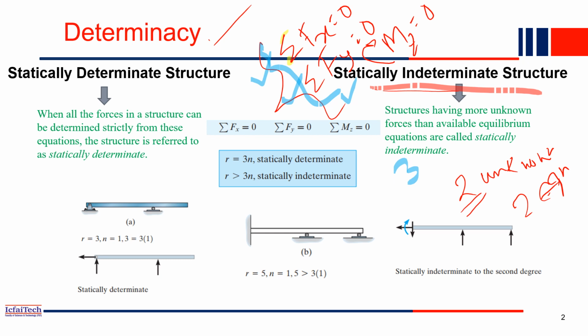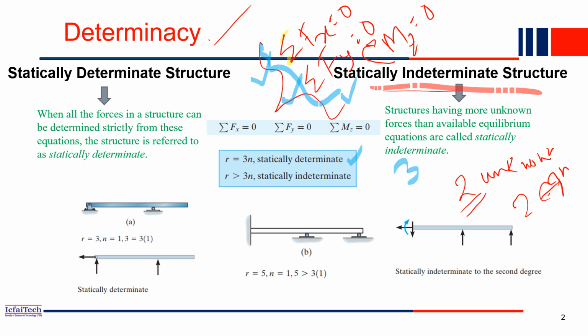So if the number of unknown reaction forces is 3, then we can use these 3 equations and find all the reaction forces. So that's what a statically determinate structure is. So if the unknown R, which is the unknown reaction force, is equal to 3, where n is the number of parts, how many parts are there.